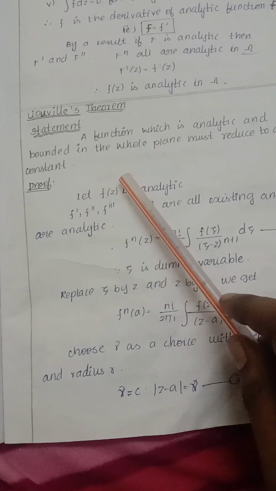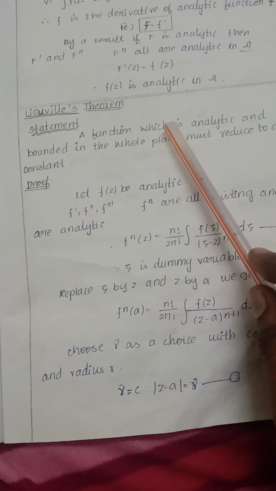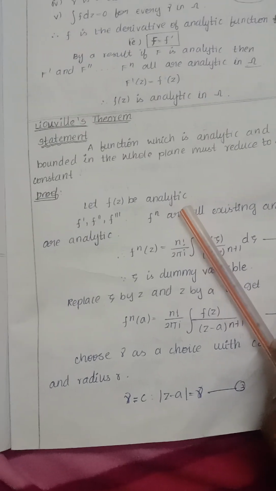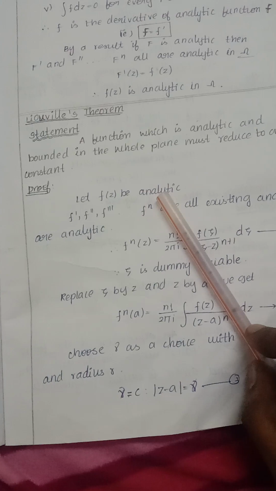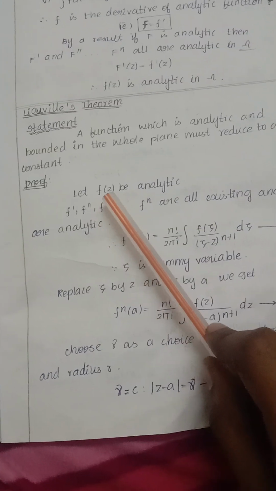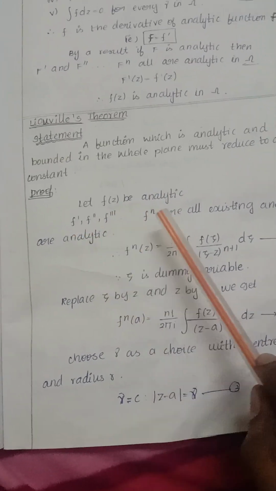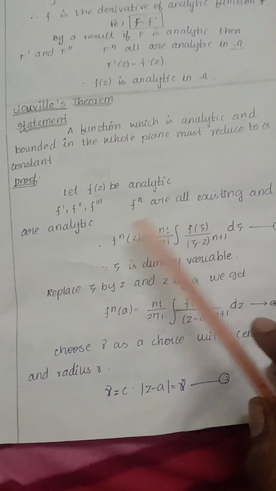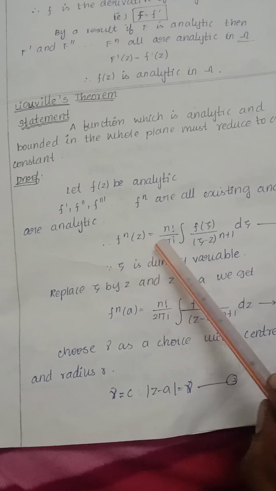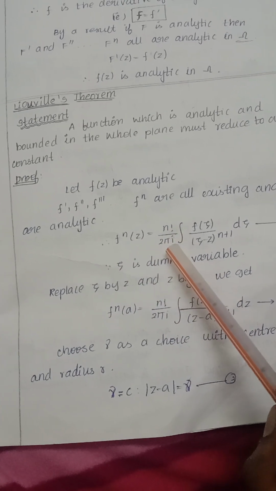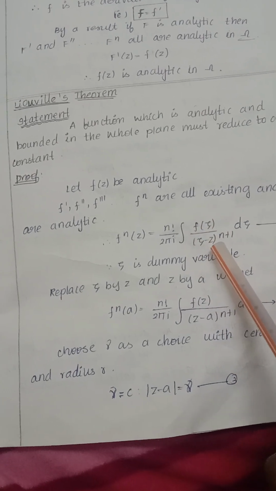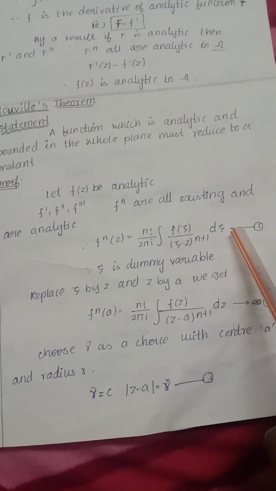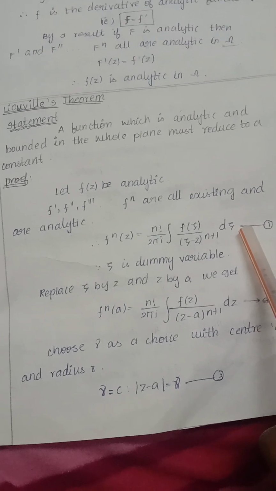So we have to prove that. Let us assume that the function f of z is analytic. The famous theorem about analytic functions is that the derivative of an analytic function is also analytic. From the higher order derivatives, we consider the form f^n(z) equal to n factorial divided by 2 pi i integral of f of zeta divided by (zeta minus z) to the power n plus 1 d zeta. This is the higher derivative form.